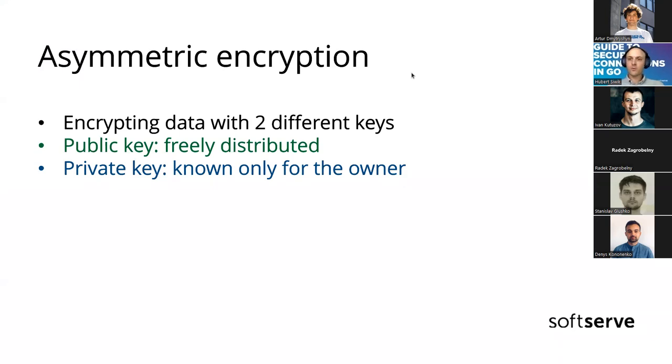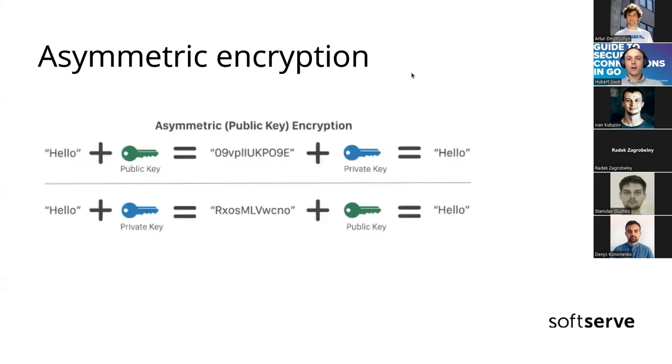I mentioned before that the pre-master secret is generated using the public key, and that pre-master secret can be unscrambled using the server's private key. That is a very good example of asymmetric encryption, when we have two keys: a public one, freely distributed, and a private one, known only to the owner.